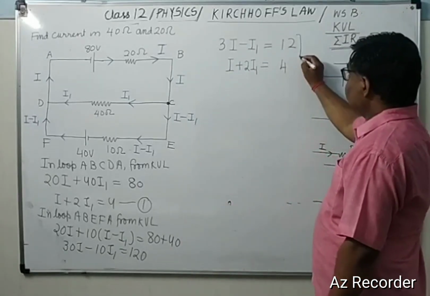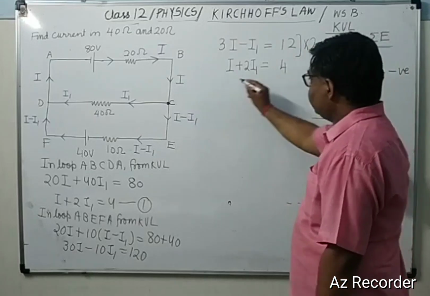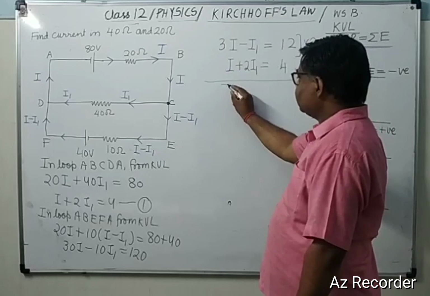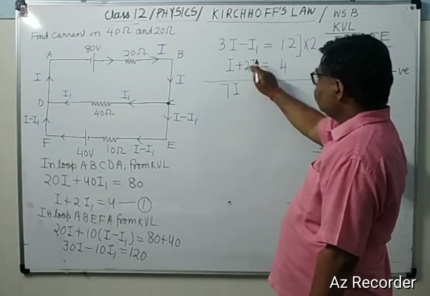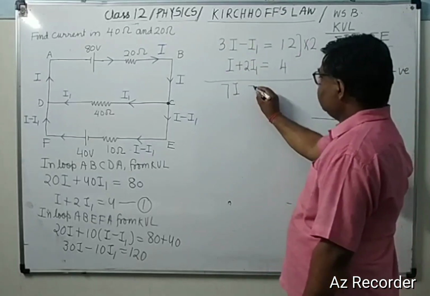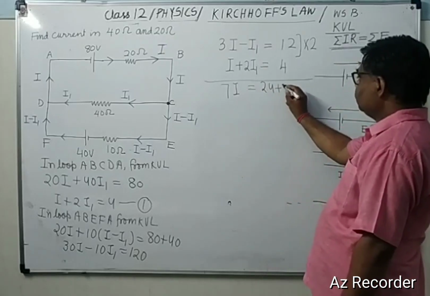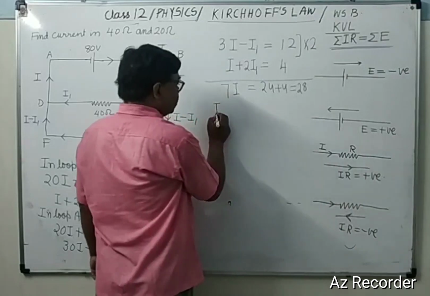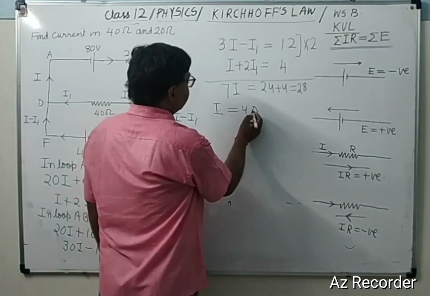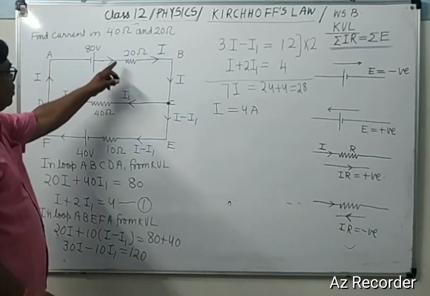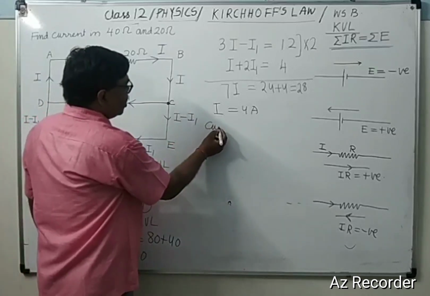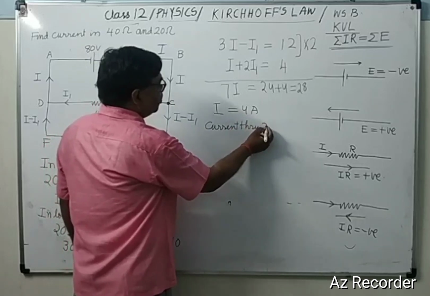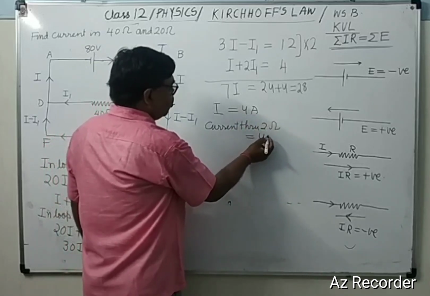So what will you do? You multiply this whole by 2 and add. On adding, 2 threes are 6I plus 1I, that is 7I. Minus 2I1 plus 2I1 will be cancelled, equals 24 plus 4 equals 28. So I equals 4 ampere. This means the current through 2 ohm is 4 ampere.